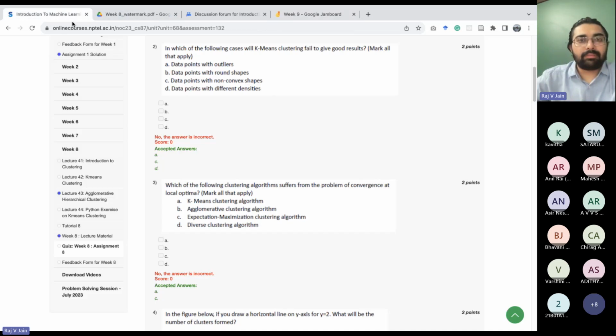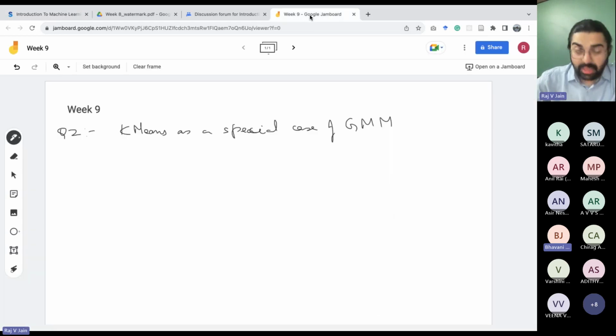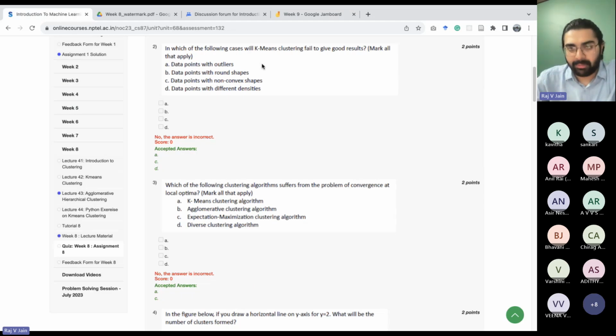When it says round shapes, it means all the points together form a round shape in that one cluster. Yes, every cluster should be round shaped, and the clusters should be far apart. Round shapes is what will be good for k-means clustering. Data points with non-convex shapes, again, no, because B is true, so C cannot be true. And with different densities, also again, no. For density-based things, you can use other clustering algorithms.